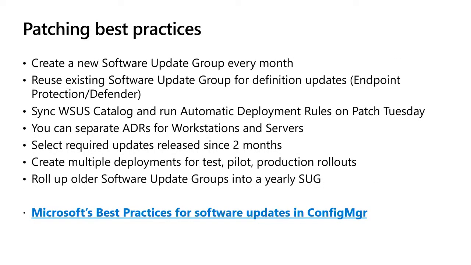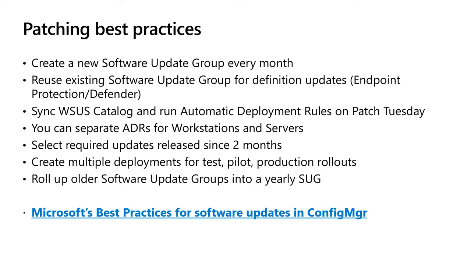Okay? Patching best practices, it goes without saying. Every month you should create a new software update group for that month, and I'll show an example of mine in a sec. This is to help you with controlling them a little bit more, having a better management view of it. You can have compliance against that particular software update group for that month. If you want to know how you did in July versus in October, in November, that's how you do that.